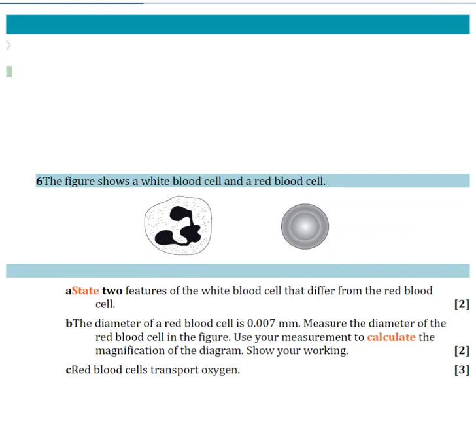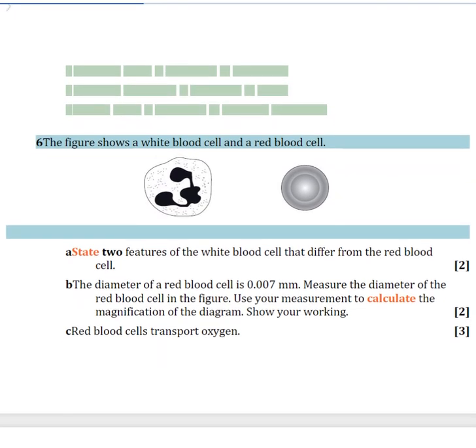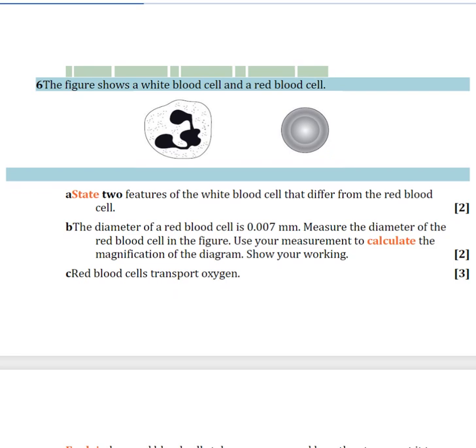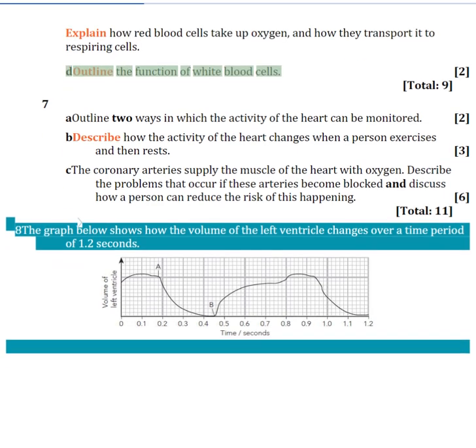5. What happens when blood clots? A. Insoluble fibrin is converted to fibrinogen. B. Insoluble fibrinogen is converted to fibrin. C. Soluble fibrin is converted to insoluble fibrinogen. D. Soluble fibrinogen is converted to insoluble fibrin. Explain how red blood cells take up oxygen, and how they transport it to respiring cells. D. Outline the function of white blood cells.